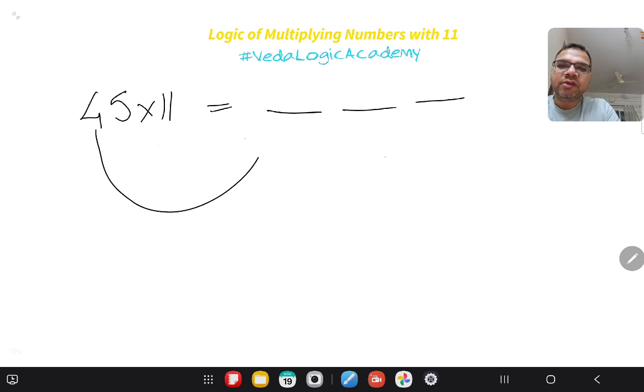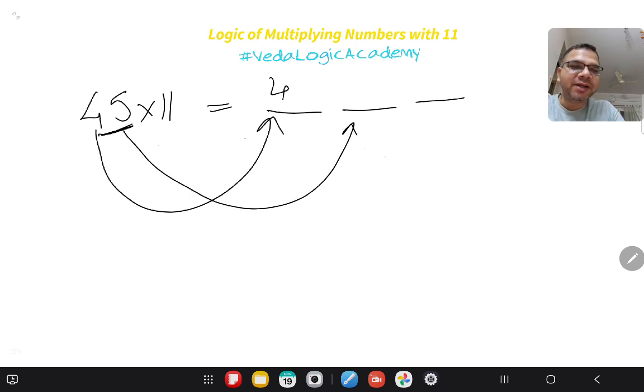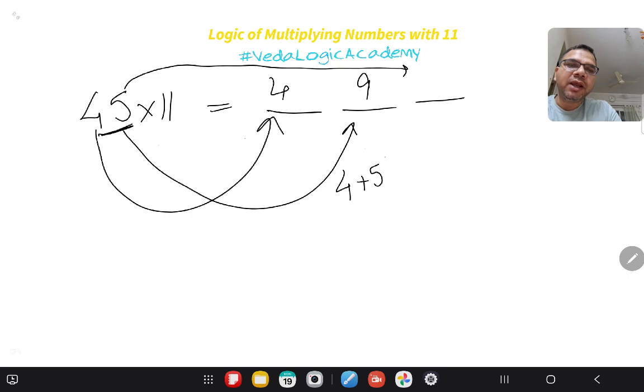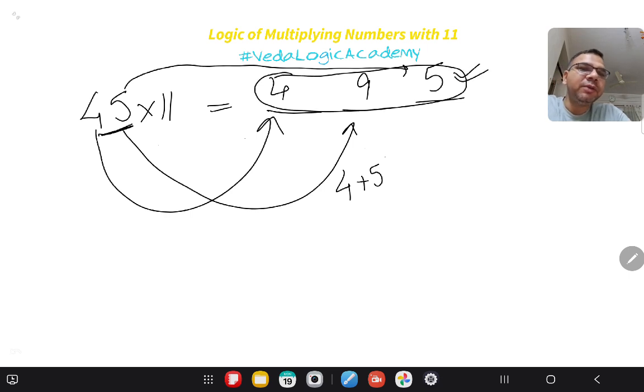The first one is that we are going to put 4 on the left hand side. We are going to use 4 and 5 together for the next part and we are going to add it. So 4 plus 5 becomes 9, and for the last part we are just going to use 5 and put it on the right hand part of the answer. So the answer becomes 495. This is the way that we multiply any number with 11.